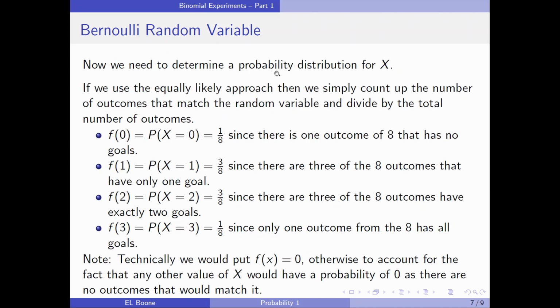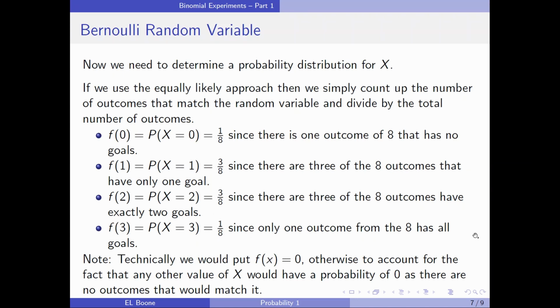Okay, so now we need to get the probability distribution for this. If we use the equally likely outcomes approach, this is where independence really makes the impact. We can simply count up the number of outcomes that match the random variable and divide by the total number of outcomes, which is 8. So f of 0, the probability that I miss all of them, is 1/8, since there is one outcome that has no goals. f of 1 is going to be 3/8 since 3 of the 8 outcomes have only one goal. f of 2 is going to be 3/8 since 3 of the 8 outcomes have exactly 2 goals. And f of 3 is going to be 1/8 since there's only one outcome that has all the goals.